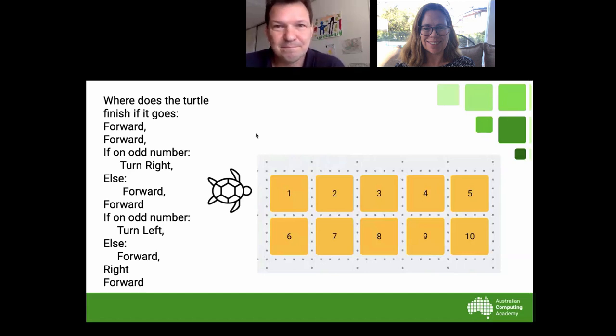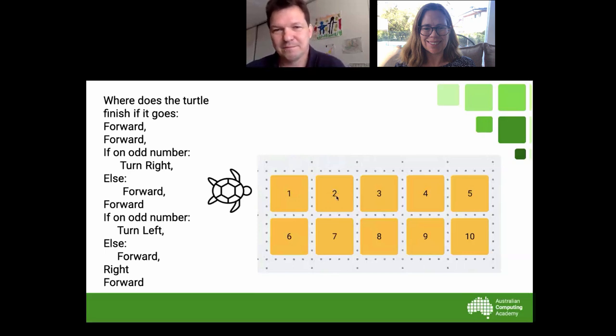When we see it with the turtle, if will help us make decisions. So let's do it together. The first instruction says forward, so I land on square one. Can you see my mouse? I'm following with the mouse here, okay? Oh, good. I can see that, yes. The next instruction says forward. So I'll go to square two.